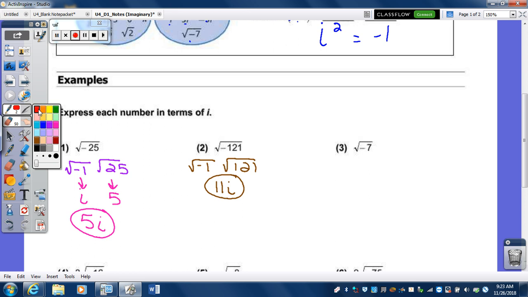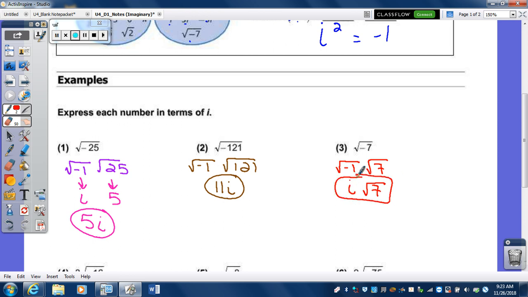So then for number 3, again, I would take out my negative 1 first. And then I would be left with the square root of 7. Is 7 a perfect square? No. Is there a perfect square that goes into it? No. So that's going to actually stay as the square root of 7. That's not going to change. The only thing that's going to change is our square root of negative 1, which turns into i. And just like with your radicals before, anything not in a radical would go in front of it, so that's why i would go in front of your radical, just like a 3 or a 2 would.